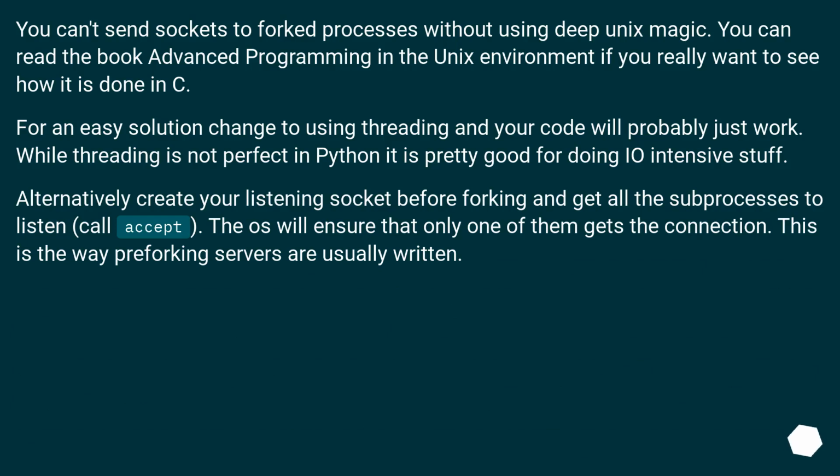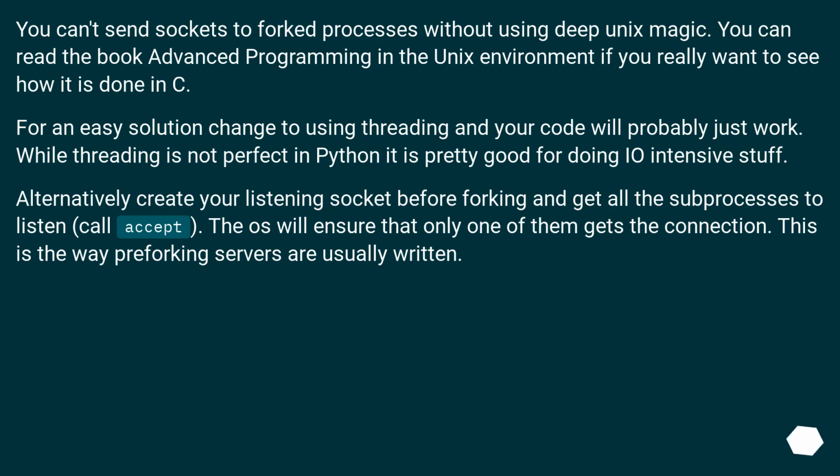You can't send sockets to forked processes without using deep Unix magic. You can read the book Advanced Programming in the Unix Environment if you really want to see how it is done in C. For an easy solution, change to using threading and your code will probably just work. While threading is not perfect in Python, it is pretty good for doing IO-intensive stuff.